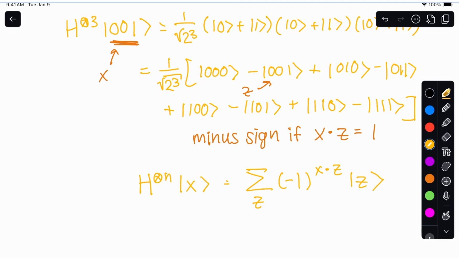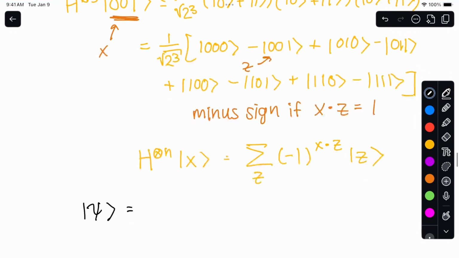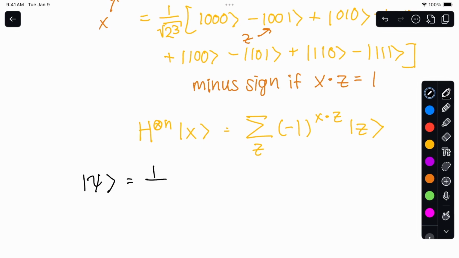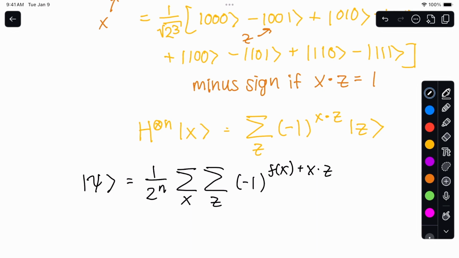This was the last step that we needed, and now we can put it all together and find our final state at the end of the circuit right before measurement. So this was going to be 1 over 2 to the n, sum over x, sum over z, minus 1 to the f of x plus x dot z, z.